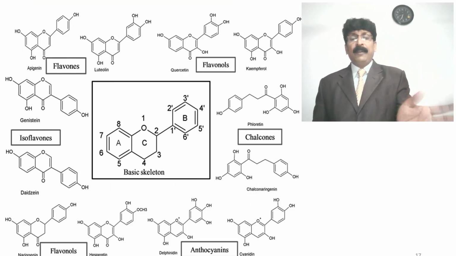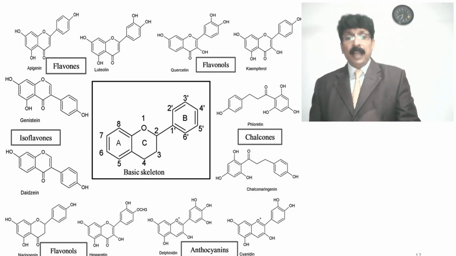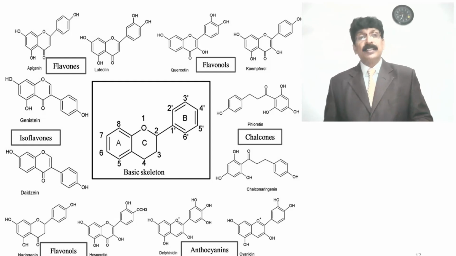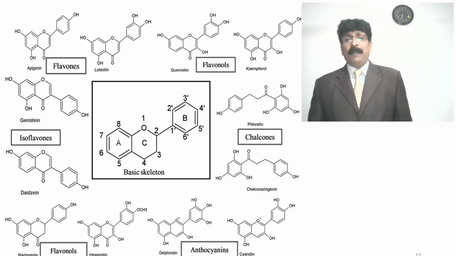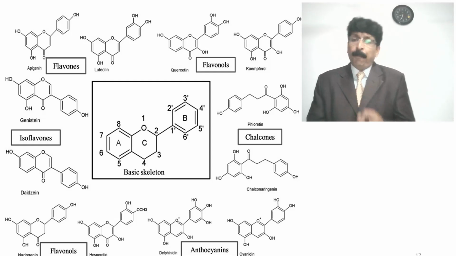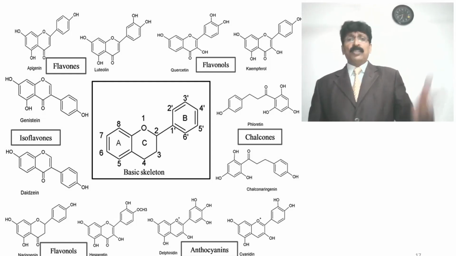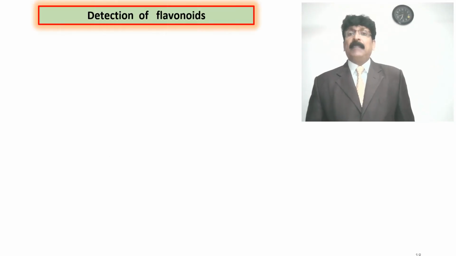They include flavonols, chalcones, anthocyanins, isoflavones, and flavones. So there are different flavonoids identified by research, which are important in therapeutic activity. That's why I have shown them. They also come under phenolic compounds, present as secondary metabolites in plants.